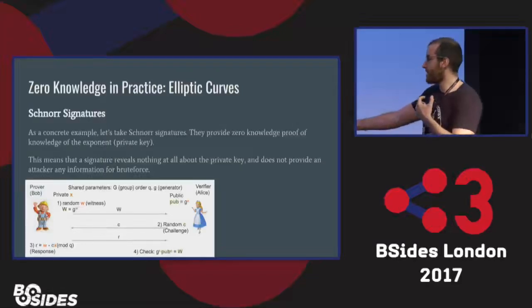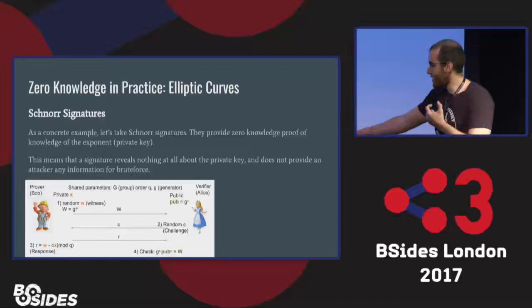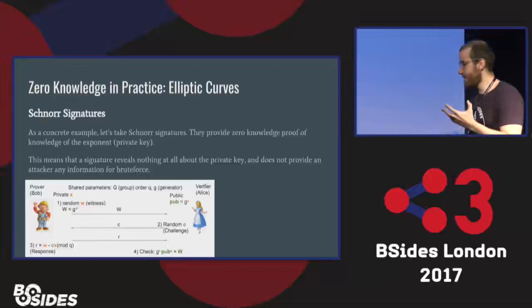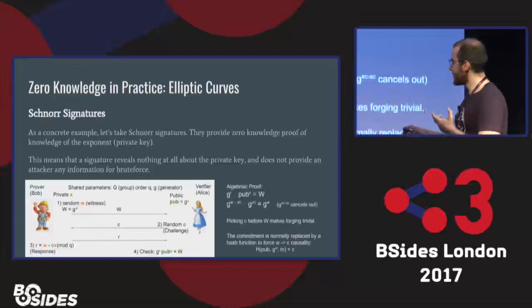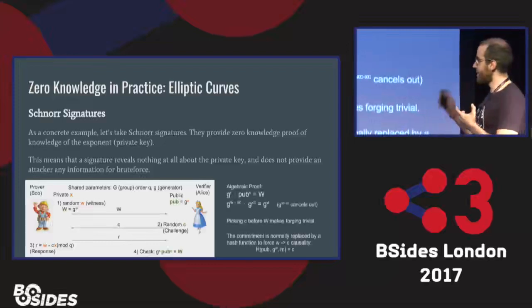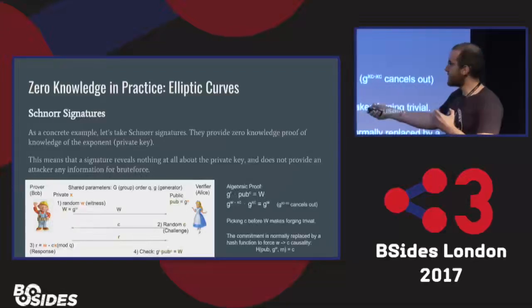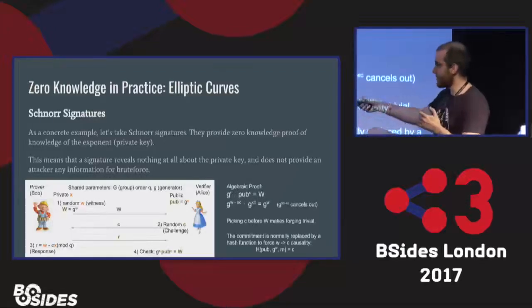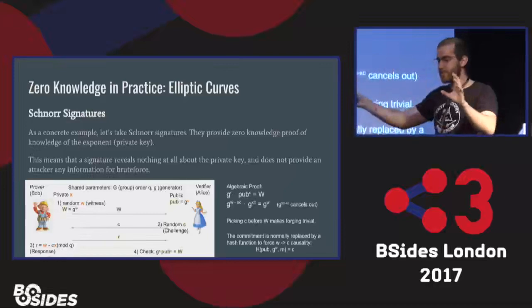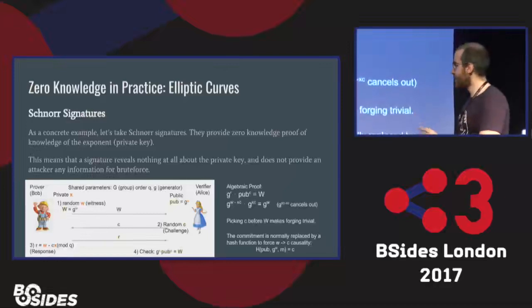Then I send R, the response, to Alice, and Alice checks: does G to the R times Bob's public key times the challenge that I gave him equal W? So that's the simulation game. And if you spend a little bit of time thinking about the math, you can see how the signature works. It's actually quite simple. Don't even pretend that we're doing anything on elliptic curves. These are just normal numbers.